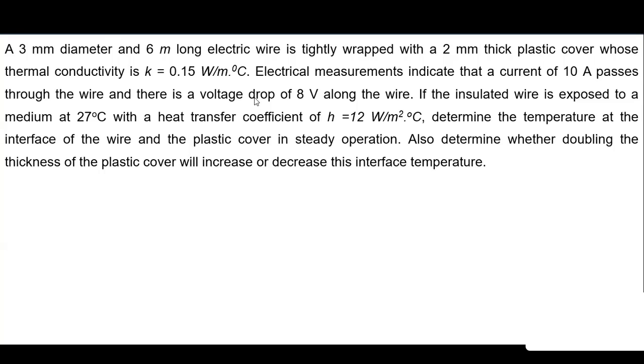A 3 millimeter diameter, 6 meter long electric wire is tightly wrapped with a 2 millimeter thick plastic cover, whose thermal conductivity is 0.15 watt per meter degree Celsius. Electrical measurements indicate that a current of 10 ampere passes through the wire, and there is a voltage drop of 8 volt along the wire. So electrical resistance heating is there. If the insulated wire is exposed to a medium of 27 degrees Celsius with a heat transfer coefficient of 12 watt per meter square degree Celsius, determine the temperature of the interface of the wire and the plastic cover in steady operation.